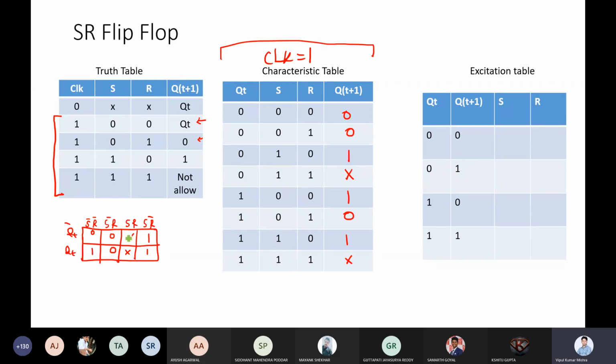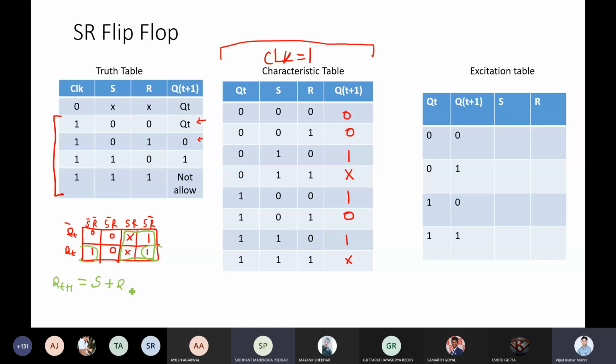So let me take. Can we make a quad here? Yes, sir. And can we make a pair? Yes or no? Can we make a pair here? Yes, sir. Right. So if you are saying Qt plus 1, what will be the function? Let's first look into the quad. What will be the function? S. S plus, now what about the pair?